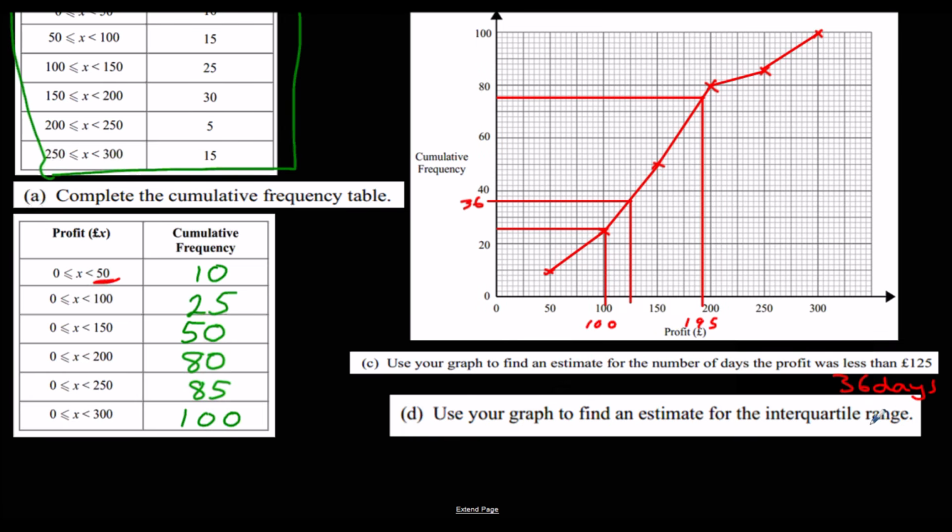So the interquartile range is the difference between the lower quartile and the upper quartile. So the upper quartile take away the lower quartile is 95. There'll be a range of acceptable answers for that. So as long as you've gone from 25 and 75 and read off your graph, you should be okay.